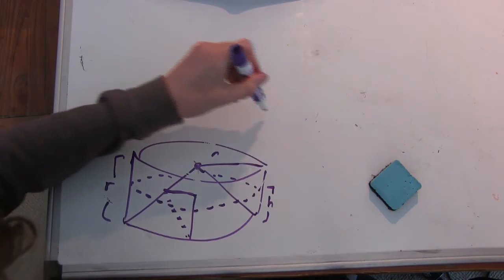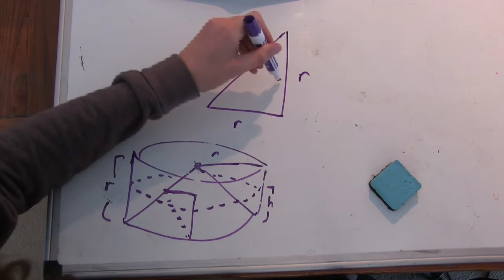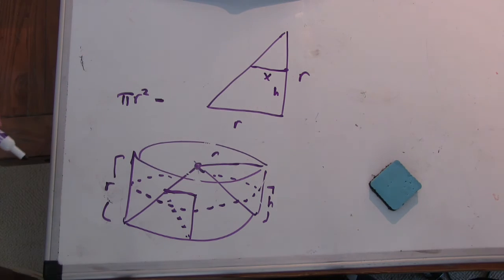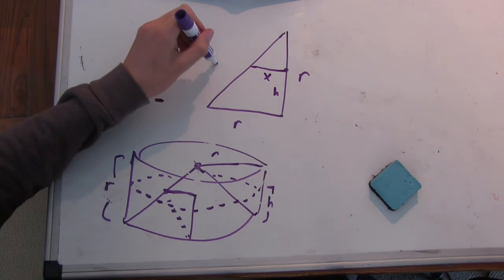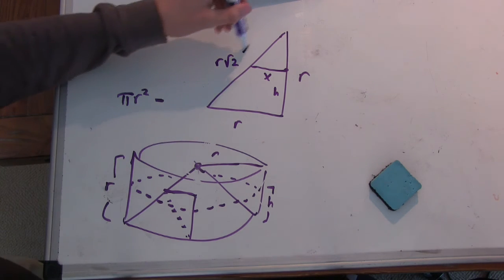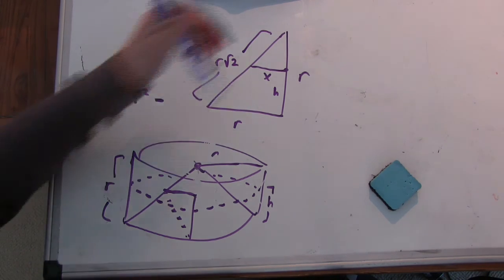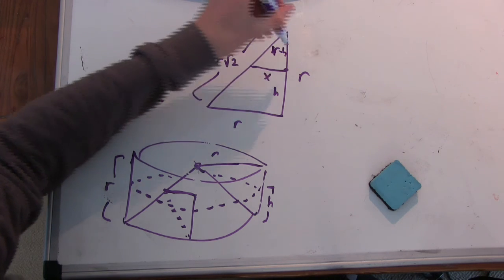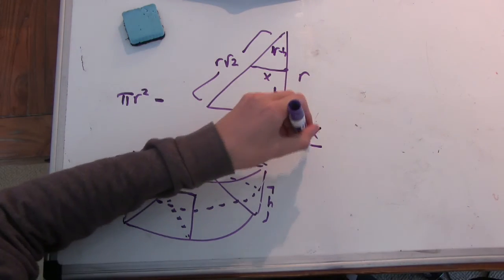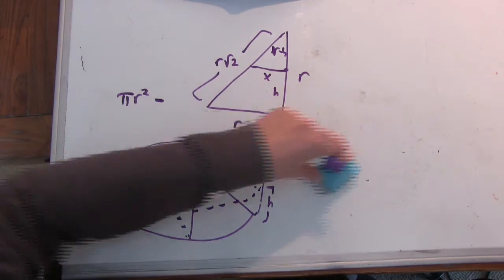I think we want to draw a bit of a different triangle. So this is R, this is R, this is H, this is X, and then this is R root 2. And then we know these triangles are similar. So this is R minus H. So we can say x over R equals R minus H over R. Well then, yeah, x is R minus H.